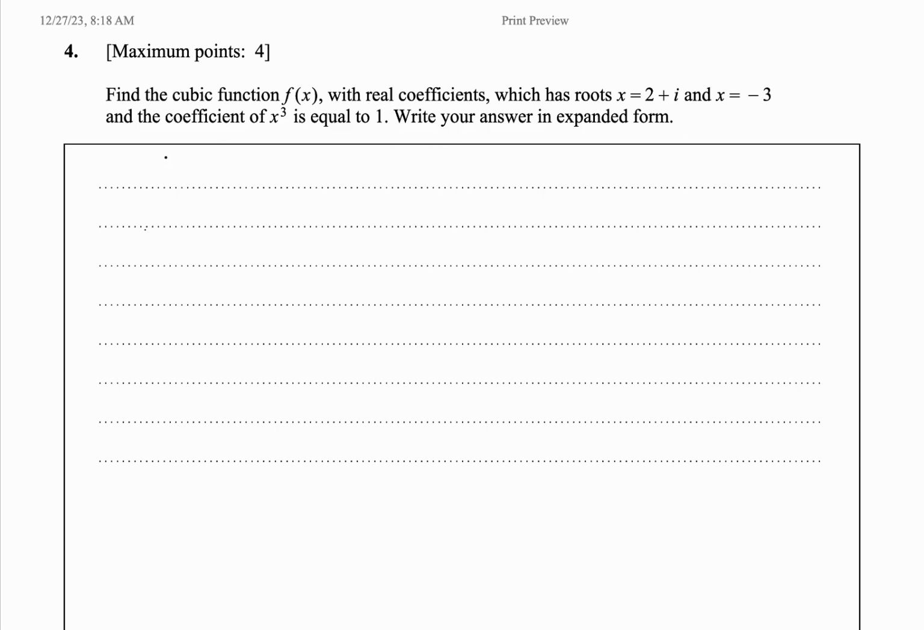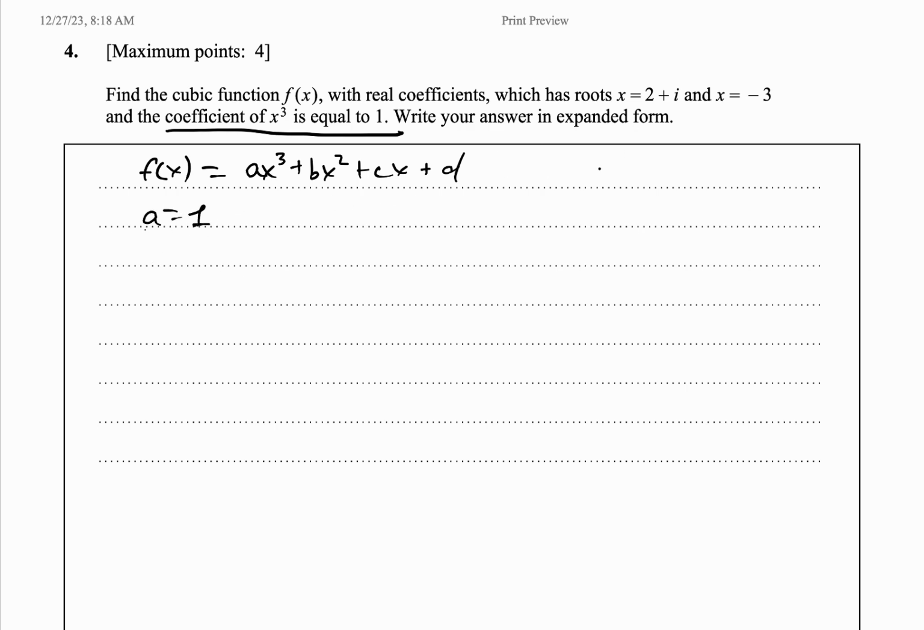Write your answer in expanded form. Alright, so first of all, let's go ahead and write the function f of x, this is what we're aiming to look for at least: ax cubed plus bx squared plus cx plus d. So we are trying to find the real coefficients, right? These are just letters that I labeled to get an idea of how it should look. And it's given that the coefficient of x cubed is equal to 1, so we can say that a is equal to 1, right?